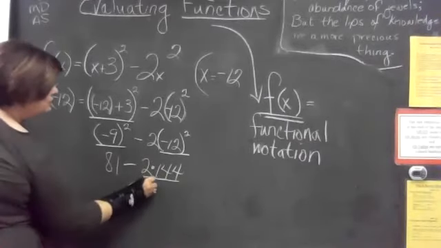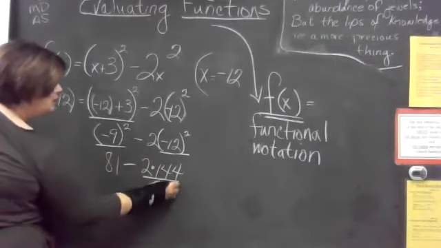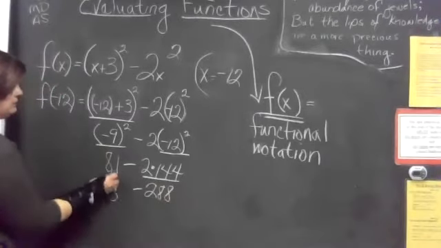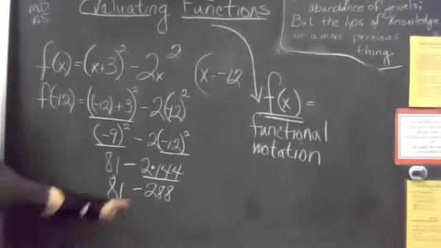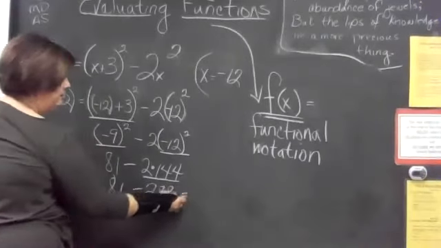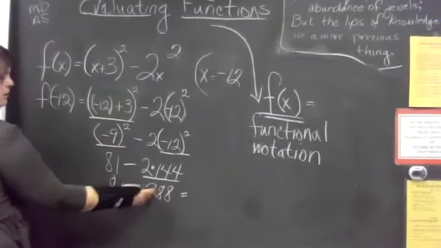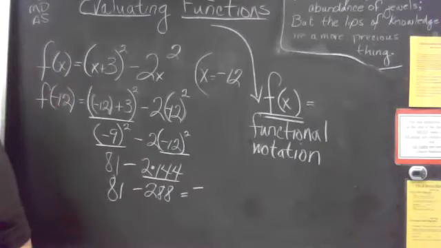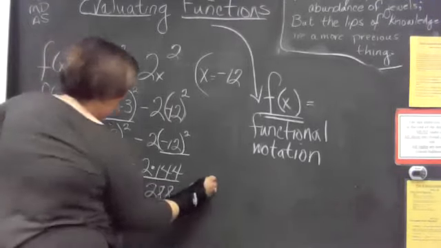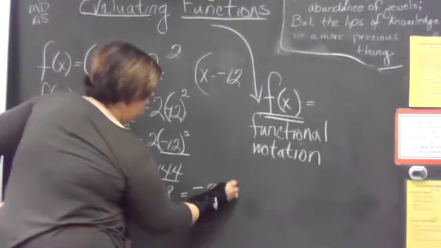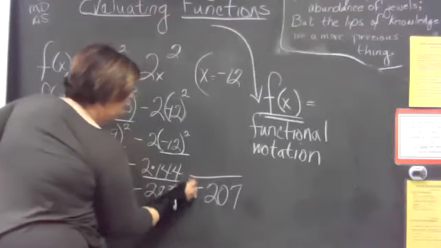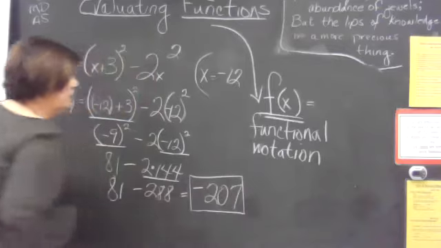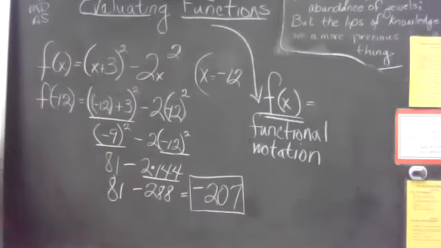2 times 144 is going to be 288. And then again, write the rest of the problem around it. We only have one more operation. Since we're subtracting something a whole lot bigger than this, we're going to have a negative answer. You're going to find out if you use your calculator. And we have 207, a negative answer. Check the back and make sure that I didn't make any more mistakes. Say -207.